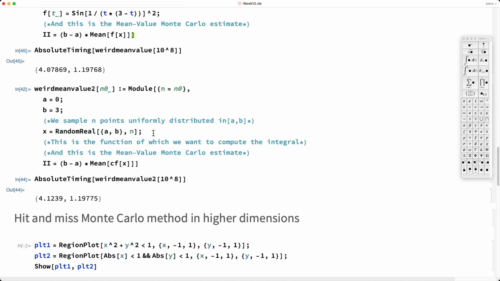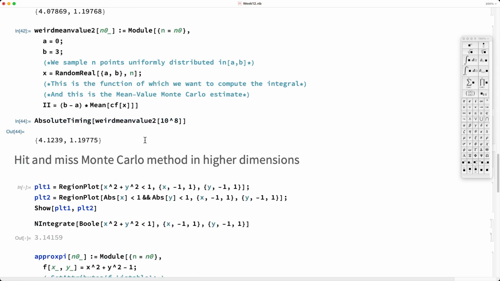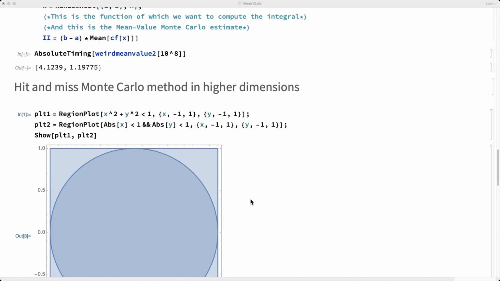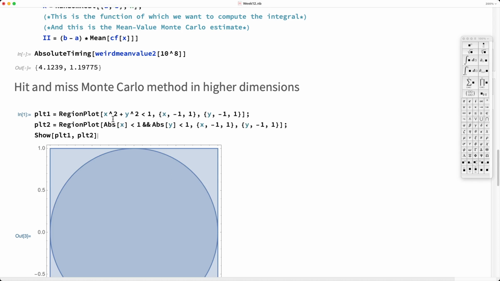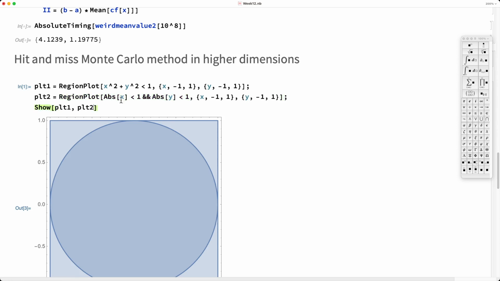Okay, so now let's consider again the hit and miss method, but in higher dimensions. So first of all, let's try and calculate the area of a circle. One of the easiest ways to plot a circle is to use the RegionPlot command. So here I'm plotting the area that's inside a unit circle and the area that's inside a unit square. And then I'm using Show to show both of them.